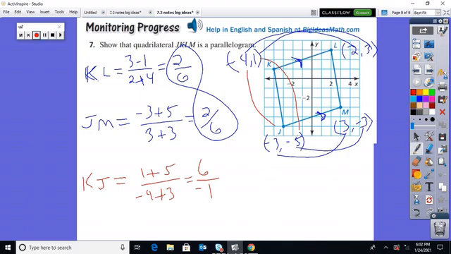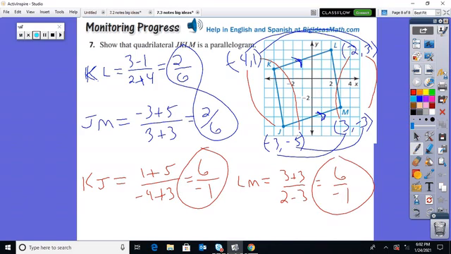And we'll check LM to wrap things up here today. So I've got 3 plus 3 on top of 2 minus 3, which is again 6 over -1, -6. So these two are the same. Bada bing, bada boom. Parallelogram.